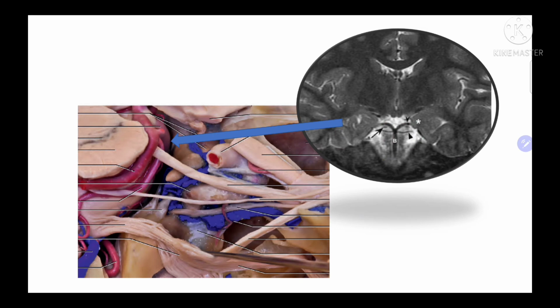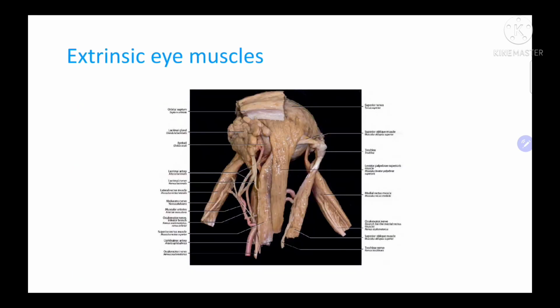So let's see more pictures. And you can see here the extrinsic muscles. Remember, the oculomotor nerve innervates all the extrinsic muscles of the eye, except the superior oblique and the lateral rectus.